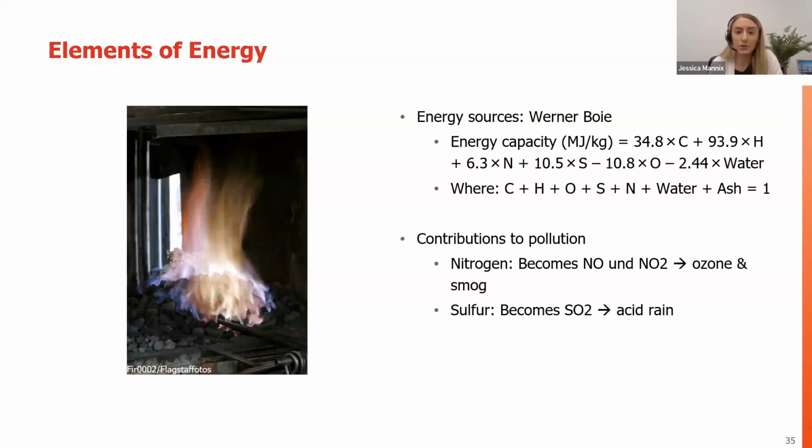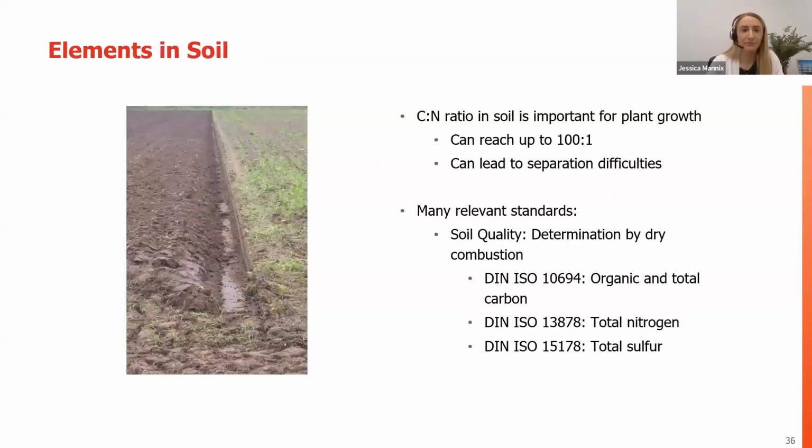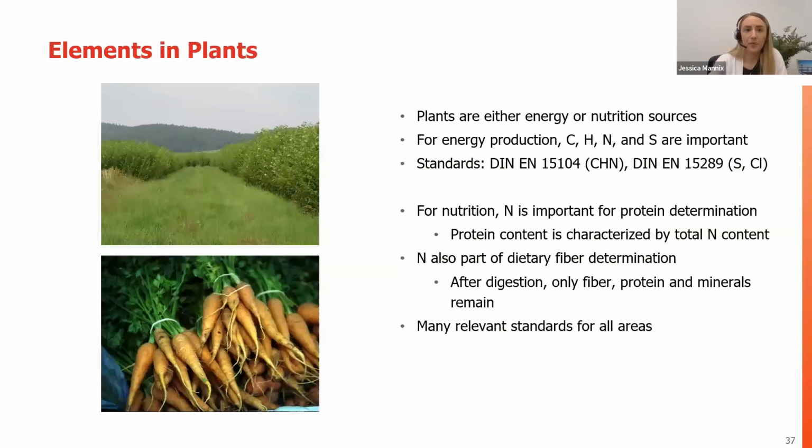Again, it contributes to pollution. So smog and acid rain, we're looking at nitrogen, we're looking at sulfur. Soil, huge, very important here. I know I touched on the high C to N ratios that we'll see in a lot of these samples. We want to make sure that we get that really good carbon and nitrogen peak separation to ensure that we're getting correct quantification of both individual analytes.